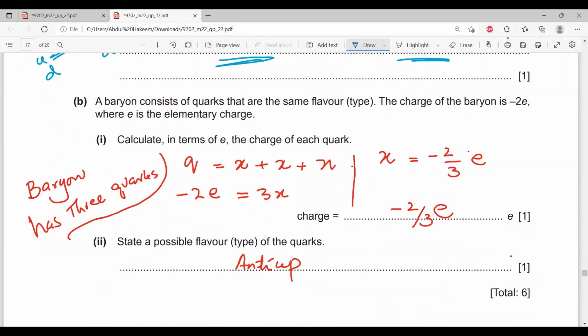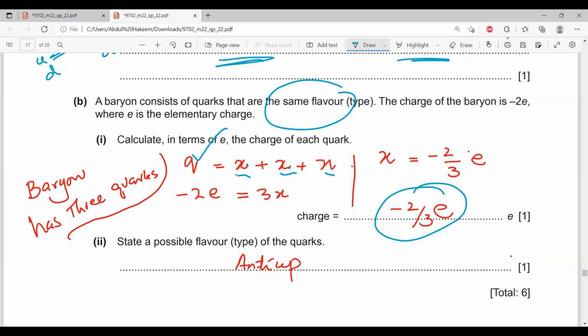Next, a baryon consists of quarks. And do remember, a baryon has 3 quarks of the same flavor. The charge of the baryon is -2e, where e is the elementary charge. Calculate the charge of the quark. So look, the charge of the baryon is actually the sum of the charges of the quarks, and the quarks are of the same flavor, X, X, X. So the charge of the baryon is -2 elementary, and this becomes 3x. It means x is equal to -2 by 3 e. So the charge is -2 by 3 e.